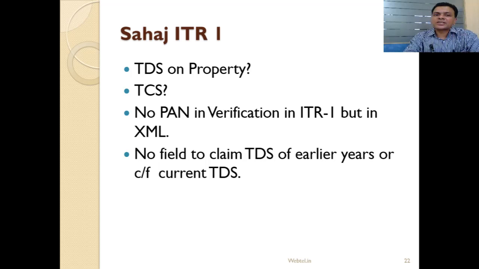Another thing is that there is no PAN in verification in ITR 1, but it is there in XML. And then also, see, ITR 1 is made first, then ITR 2, ITR 3, that way they are making the various ITR forms. So in the later forms, many mistakes which are there in the earlier forms are rectified. So in ITR 1, if you see the schedule TDS, there is no field to claim TDS of earlier years or carry forward of current TDS, which is there in the other forms. But in the XML, I think they have made this correction.